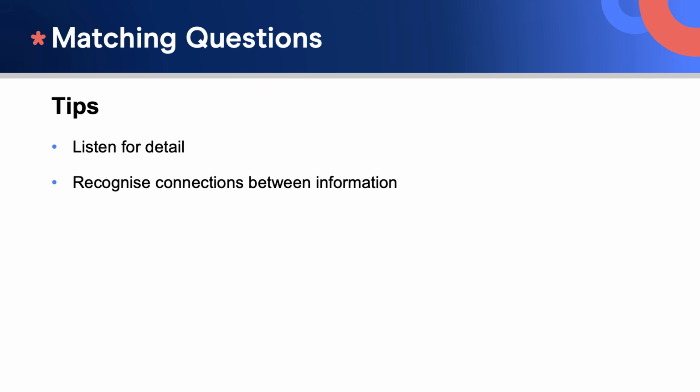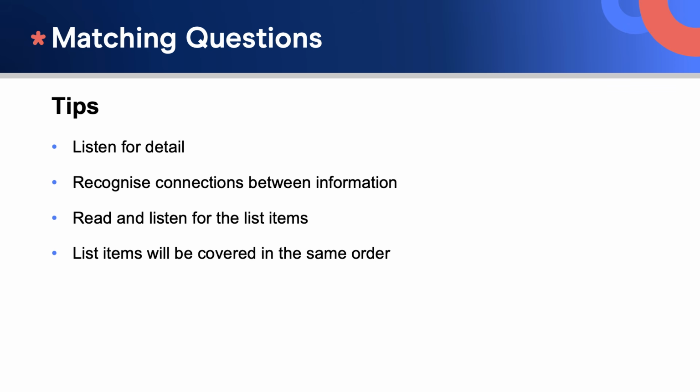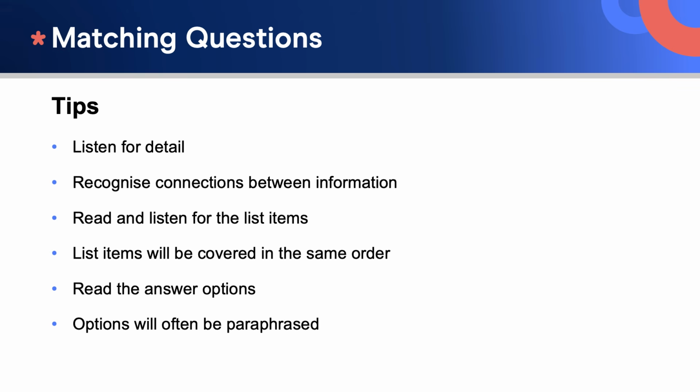Some top tips for matching are: read the list items and listen out for these in the recording, and the list items will be covered in the same order in the recording as the order they're listed in, so this can help you to know which one to focus on as you listen. In the preparation time, you should also read the answer options. One important point is that while the list items are usually mentioned exactly as they're written, the options will often be paraphrased. And as always in listening, watch out for distractors.